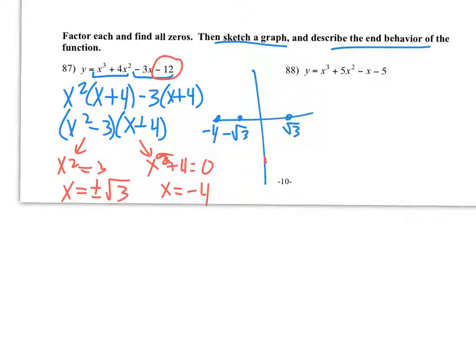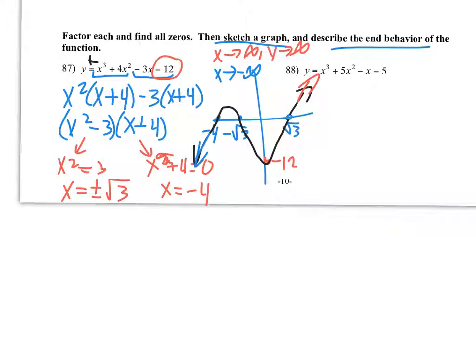Y-intercept, if I plug in 0, I get negative 12. And I know this is a positive leading coefficient, so I'm going up and to the right. Alright, going through all of these, hitting these nicely, I make something that looks like this. And then for the end behavior, as x approaches infinity, as we go to the right, y is approaching infinity, in other words, y is going up. On the left side, as x approaches negative infinity, y is going down, so y approaches negative infinity as well.